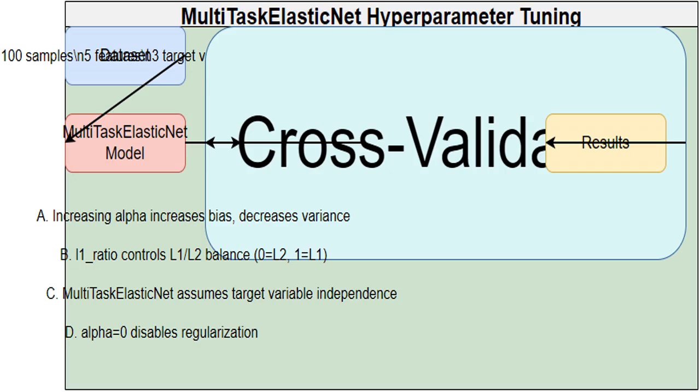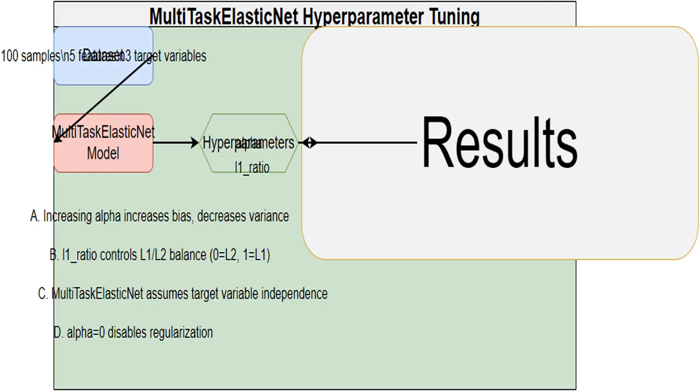To find the best values for alpha and L1 ratio, I'll use cross-validation. This is a technique to evaluate the model's performance fairly. It helps to prevent overfitting to specific training data. The quiz presents me with statements about the model's behavior and the effect of the hyperparameters. I need to determine which statements are true based on my understanding of the MultiTaskElasticNet model. It's like analyzing the results of multiple cooking experiments to determine the best recipe settings.